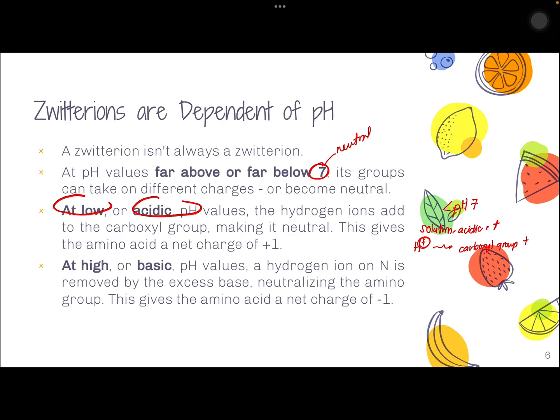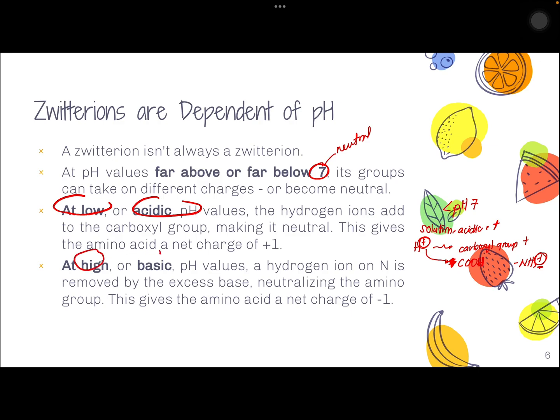which was previously negative COOH. Okay? So the H here will go here and it will render this neutral, which would leave the NH3 positive group present, meaning it will render the amino acid positive.